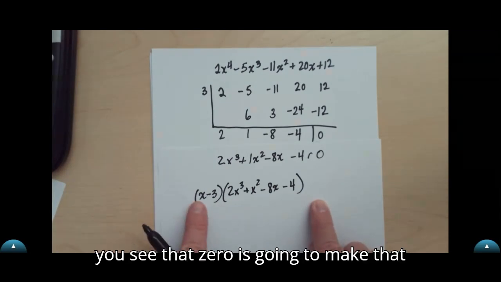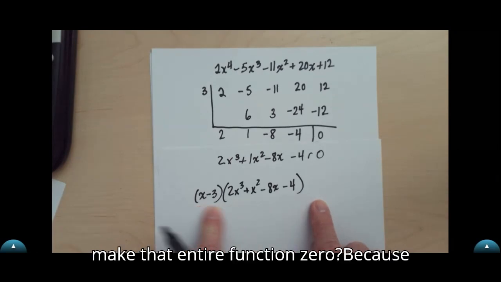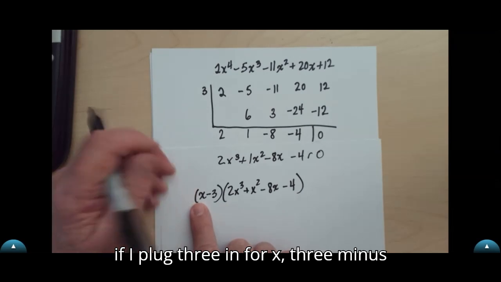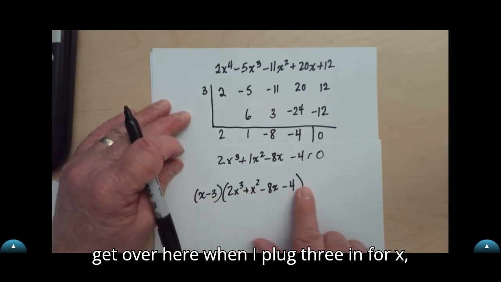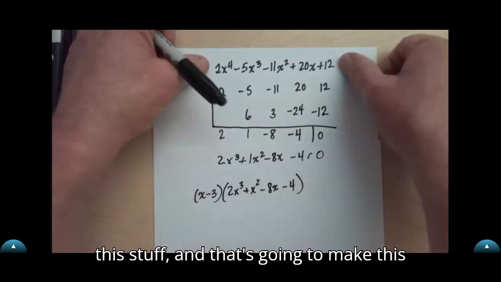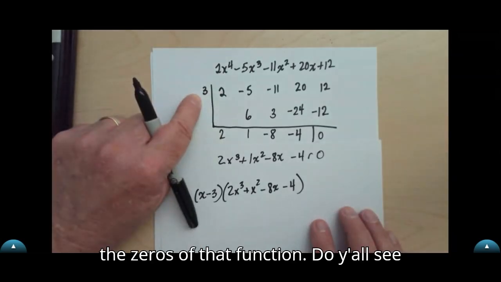Do you see that 3 is going to make that entire function 0? Because if I plug 3 in for x, 3 minus 3 is 0. It doesn't matter what I get over here when I plug 3 in for x, because that's going to be 0 times this stuff, and that's going to make this whole thing 0. Then 3 is one of the zeros of that function.